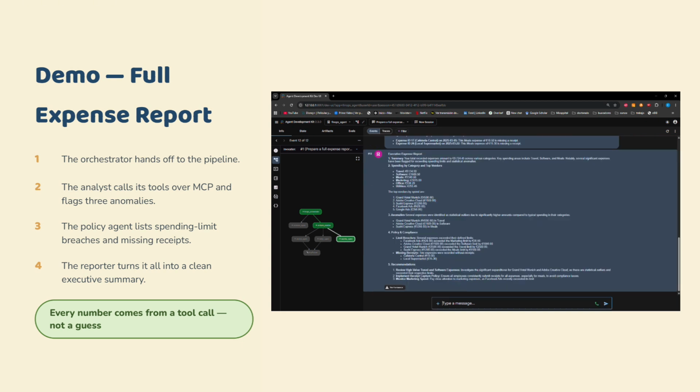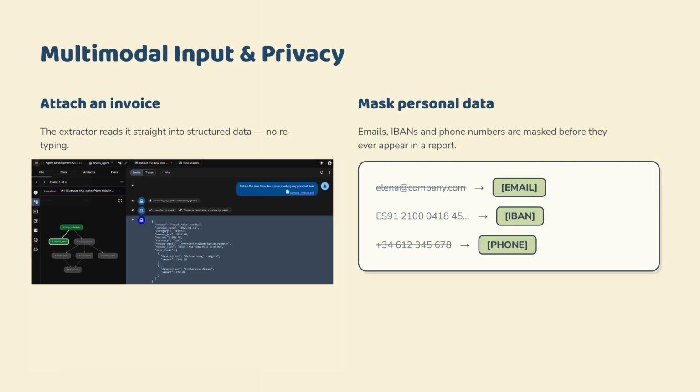Every number comes from a tool call, not from a guess. It's also multimodal. I attach an invoice and it reads it straight into structured data. And on security, any personal data, emails, IBANs, phone numbers, gets masked before it ever appears in a report.